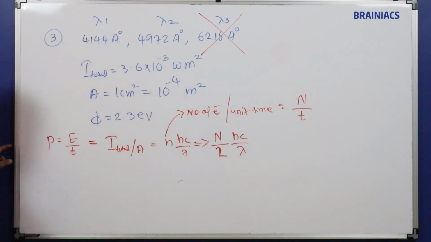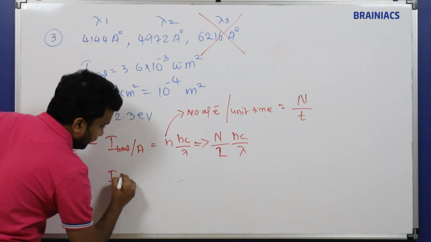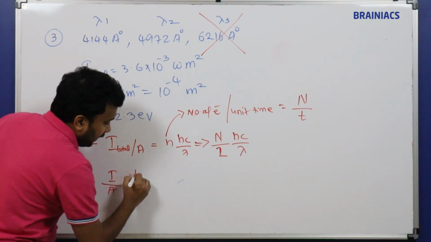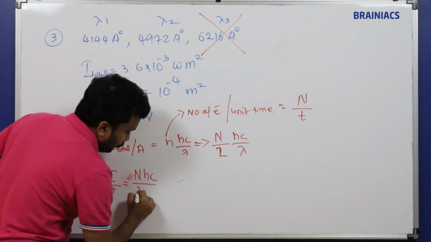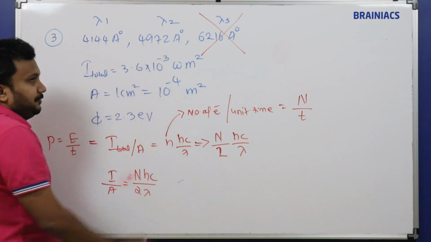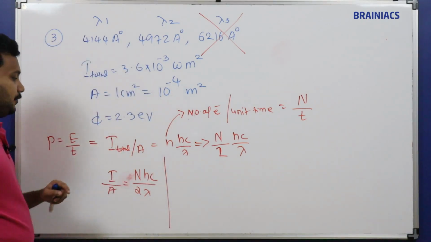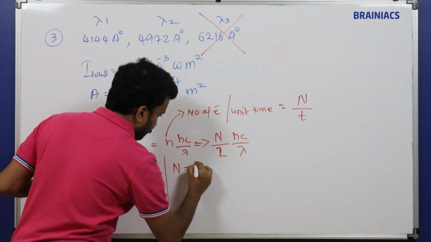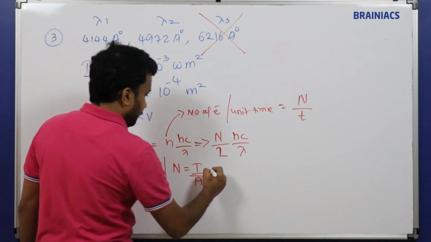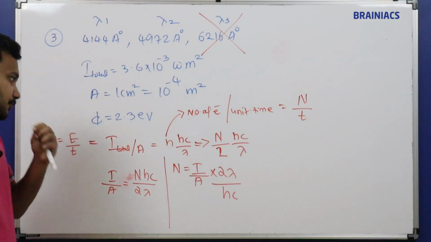So this equation I am just writing as I want to find out the n. Let me divide by area. I am writing only this one: n hc by 2 lambda. We have two values of lambda, one for this one and one for this one. We have to find it separately. So I will do for the first one. I need to find out n, capital N equal to I by a, multiplied with 2 lambda divided by hc. You have to substitute the values.